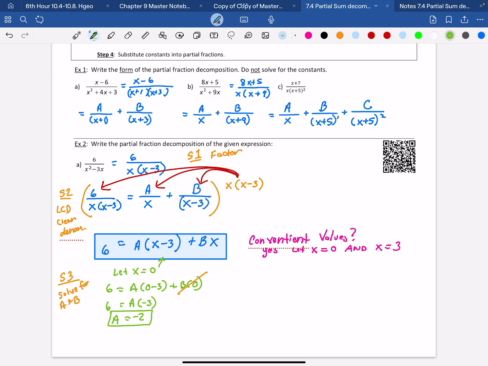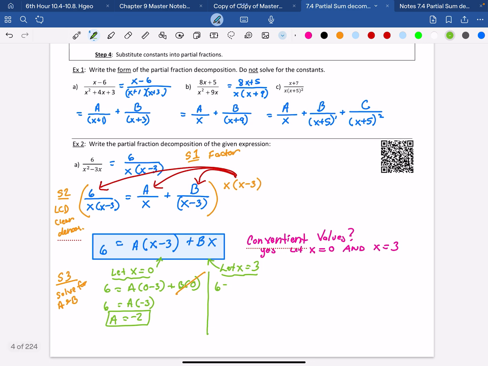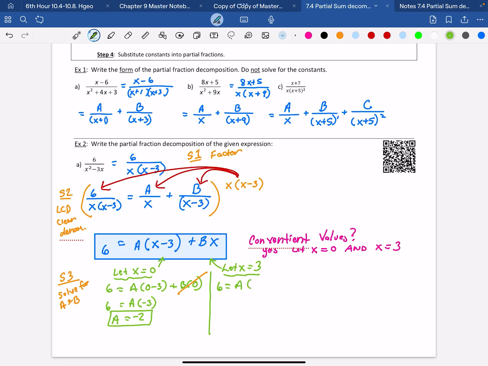All right, now all we need to do is get our other variable. So now we're going to go ahead and do another convenient value. The first one was let x equal 0. Now we're going to let x equal 3. And we're going to do the exact same thing, and we're going to substitute 3 in for x. So now you have 6 is equal to a times (3 minus 3). Okay, and then you have b times your 3.